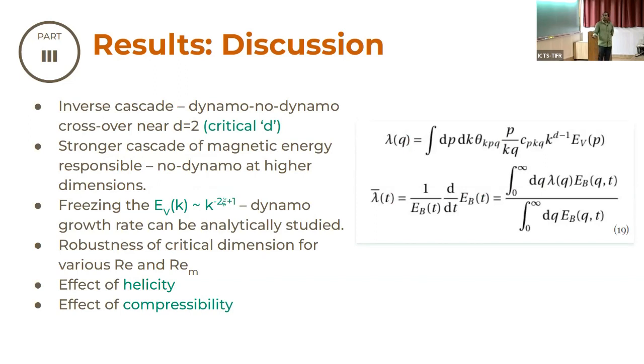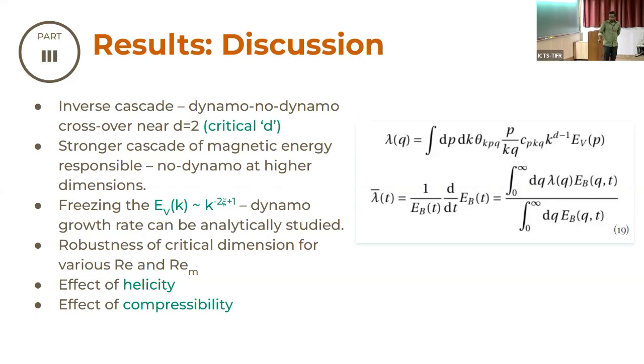As I said, it's because of the persistence of inverse cascade, and for higher dimensions, it's a different reason: there is some sort of bottleneck effect. There is a stronger cascade towards lower wave numbers. So even with the interaction, the magnetic energy is dissipated away by the resistive scales.